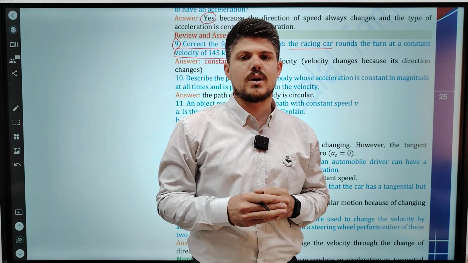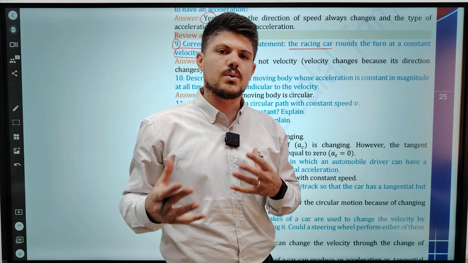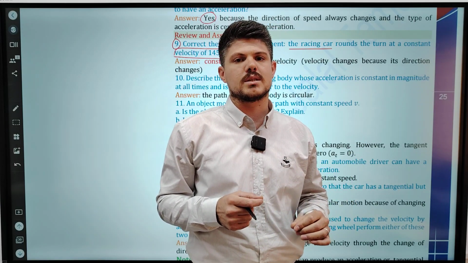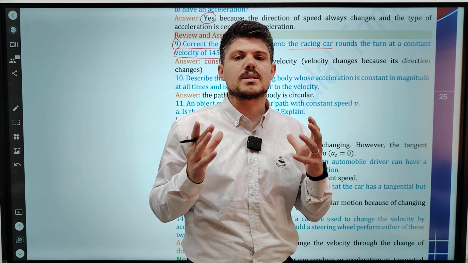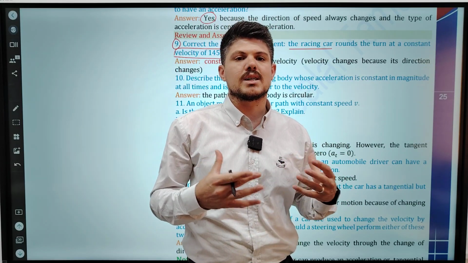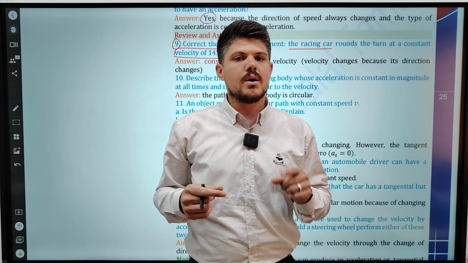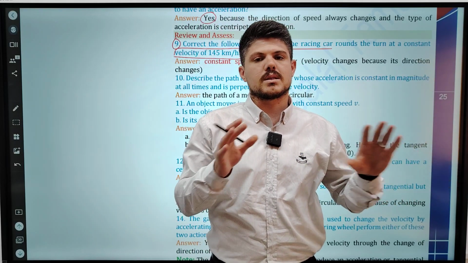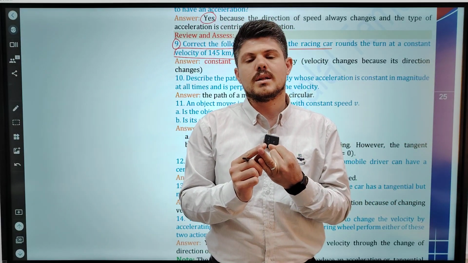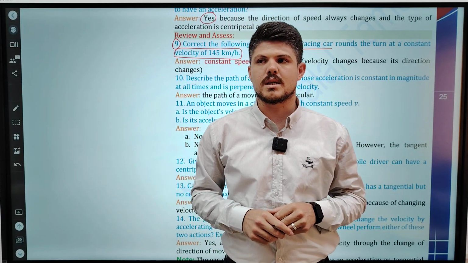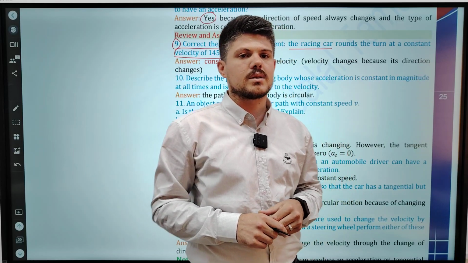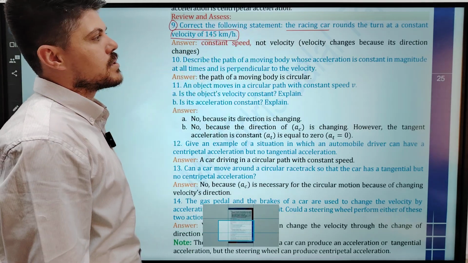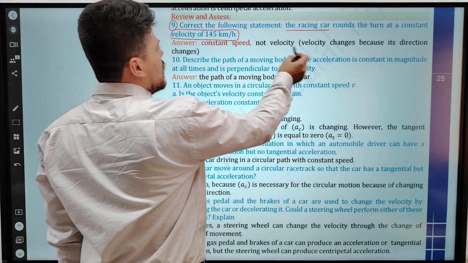Why? Because velocity is a vector quantity, as I mentioned in a previous lesson. It has both magnitude and direction. So in a circular path, the direction of the object changes. That is why the object does not have constant velocity. But we can say the object has constant speed instead of velocity. When does the object have constant velocity? When both the magnitude and the direction don't change, only in that case can we say the object has constant velocity. So if you correct this statement, you have to say constant speed, not constant velocity. Be careful and pay attention.